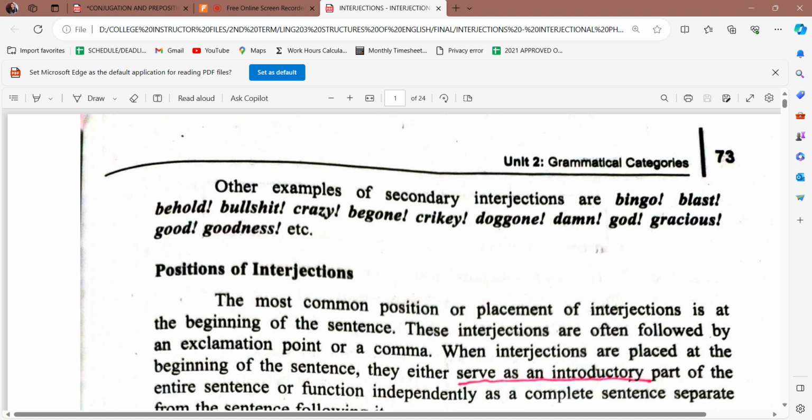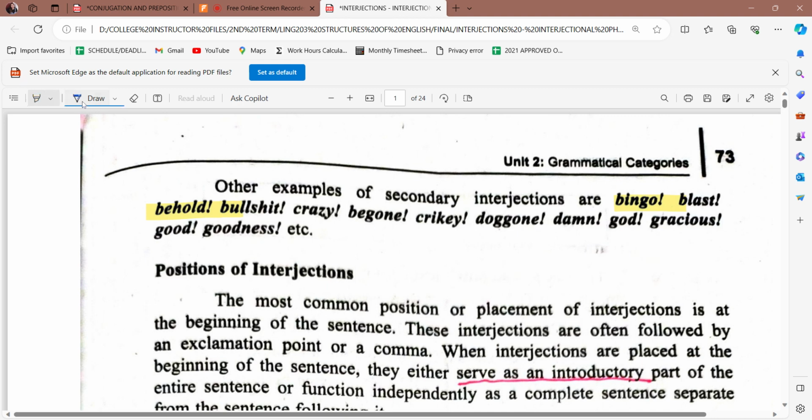And let's now go to the secondary interjection. So they are interjections which can be said to have derived from other parts of speech, such as nouns and adjectives, like hell, I'm so sorry, or shit. Get that bloody thing out, please. Other examples of secondary interjections are bingo, blast, behold.